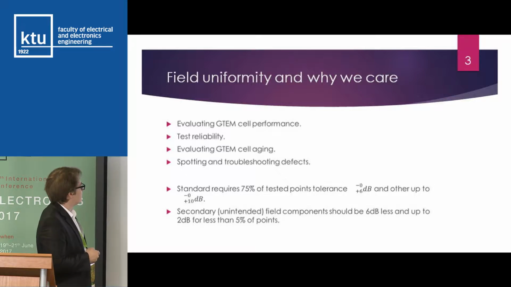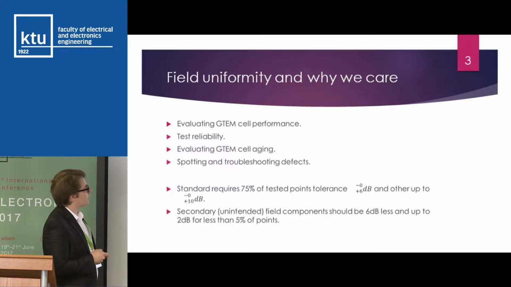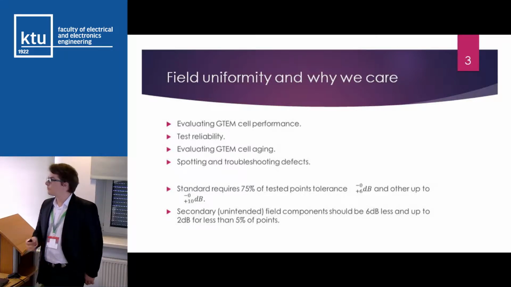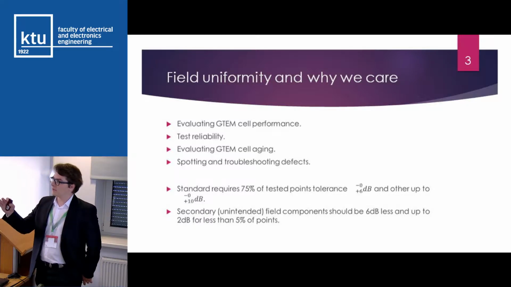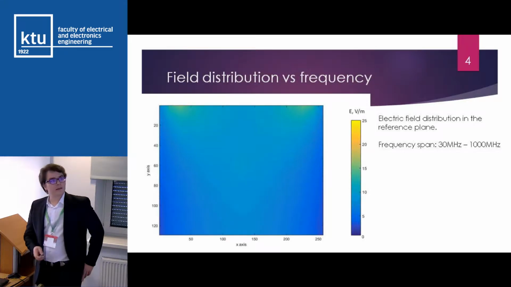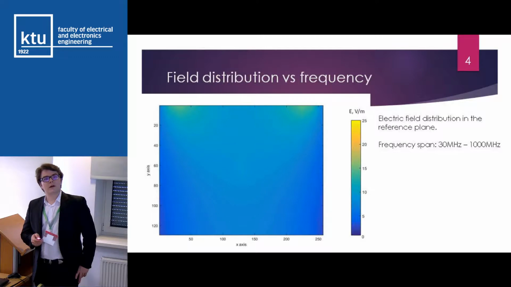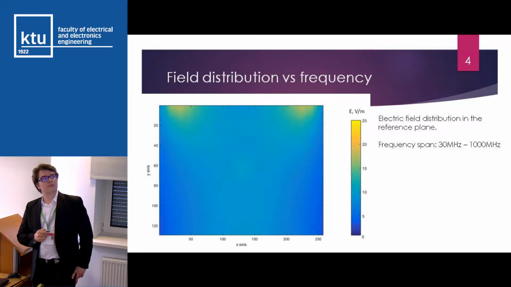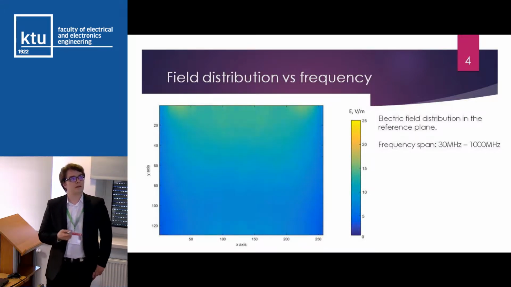The standard states that we need 75% of the whole reference plane to be uniform from -0 to +6 dB. That means we need to have at least, let's say, 10 volts per meter, but we can have +6 dB more, but not less. Okay, and here we have a small video where I'm sweeping all the frequencies from 30 megahertz to 1 gig. And actually you will see at some frequencies there are some spots here. That is the higher electric field strength.